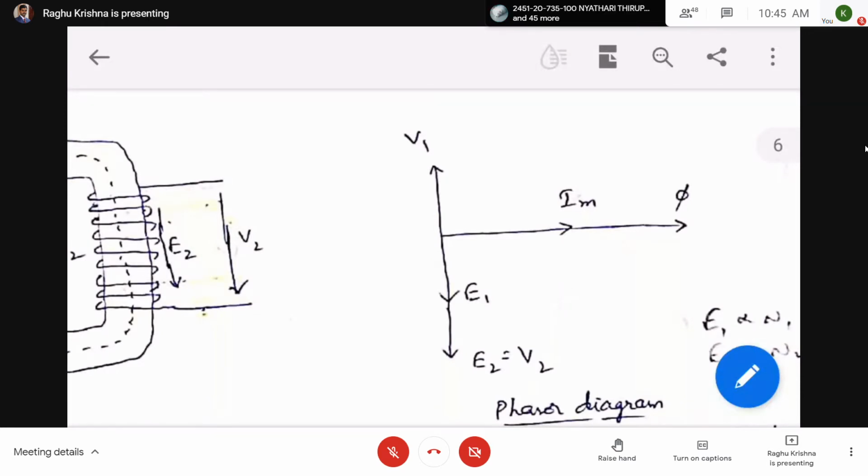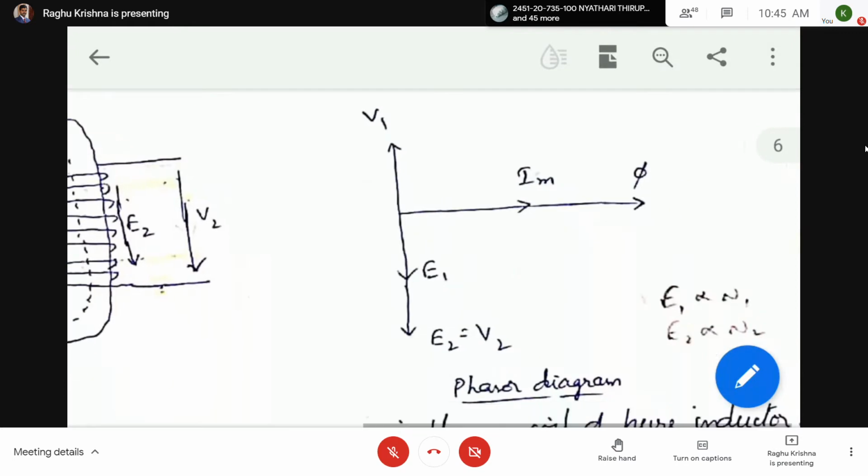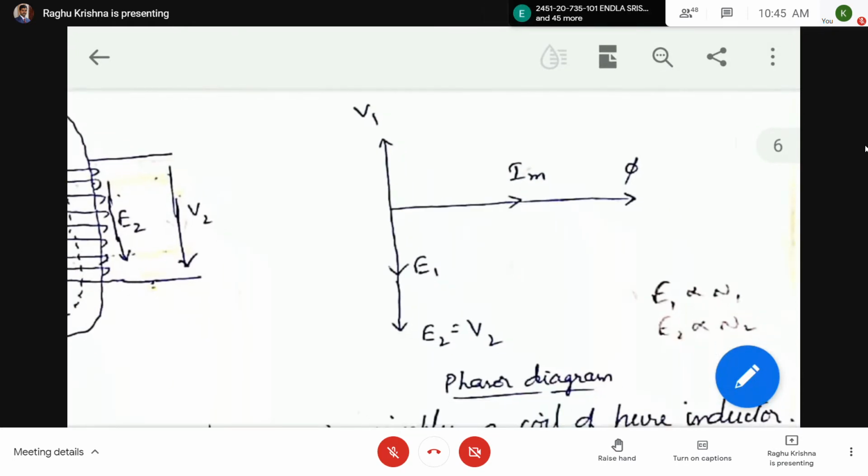So next, similarly E2 is drawn. So here this is the phasor diagram of a transformer. This is the phasor diagram of an ideal transformer with Im, considering Im. First I am going to consider Im. Next I am going to consider core losses and copper losses. That means voltage drop is also considered afterwards.